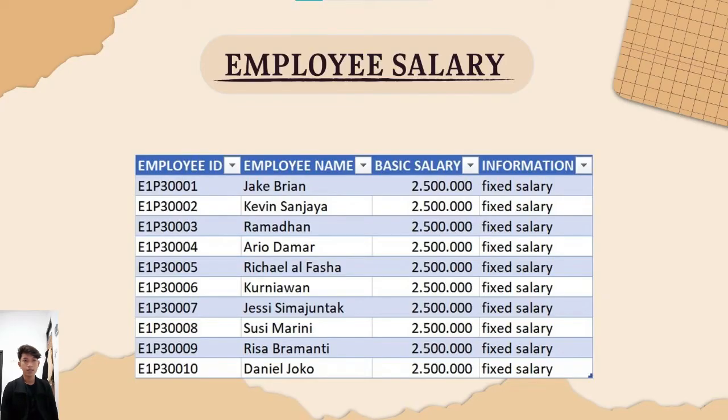And next is employee salary. In employee salary, there are ID employee, employee name, employee gender, employee address, and employee phone number. There is nothing special in information. In information, we just use fixed salary or not fixed salary.